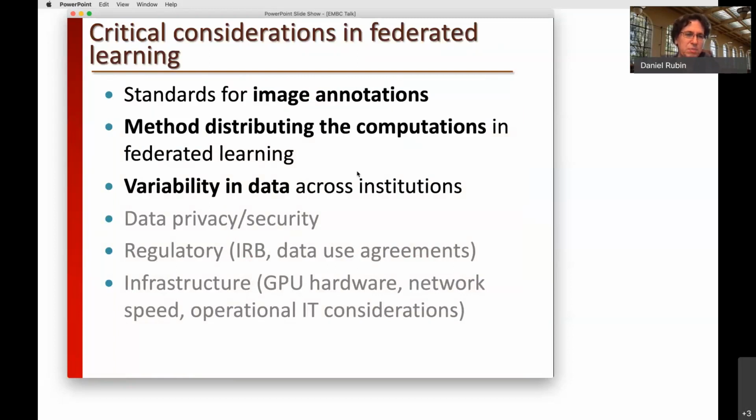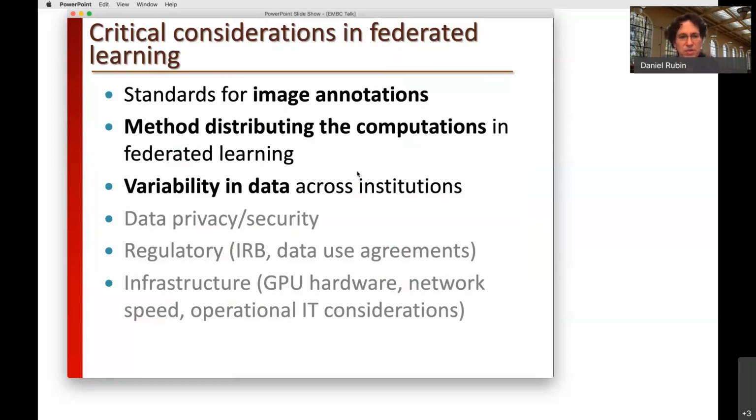Now, the concept is nice, but there are a number of the devil's in the details, as they say. There are still active problems that hinder this from really taking off. Well, the first one, and this first one is actually common to the paradigm of centralizing the data too, for that matter, is there need to be standards for the image annotations. And if people use different terminologies for the same thing, it's going to be difficult to leverage those data, whether you centralize or federate. But standards for how you save those annotations and the terminologies you use are critical.